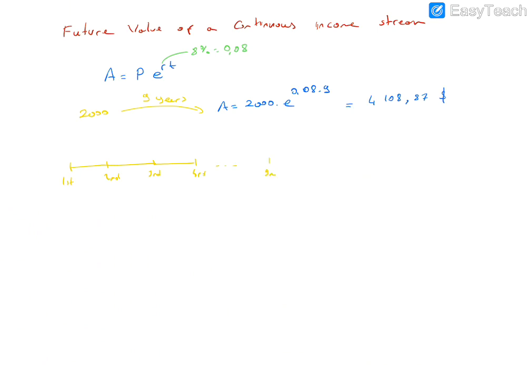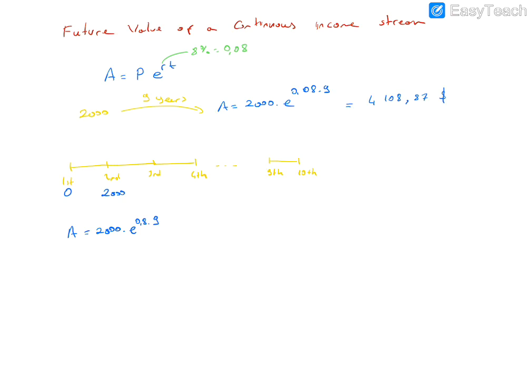Okay, the first year, second year, third year, fourth year, it continues this way, up to the ninth year and 10th year. So the future value A: after the first year there is 0. Here you have 0. Here you have 2000.